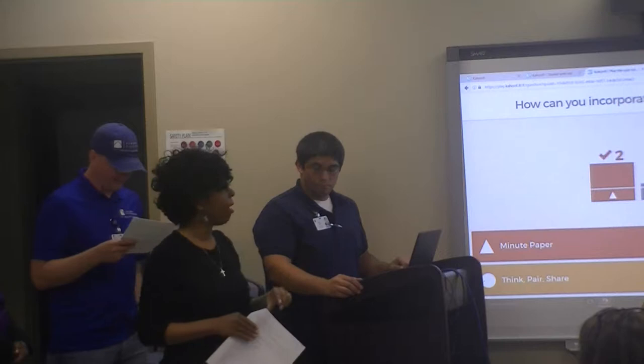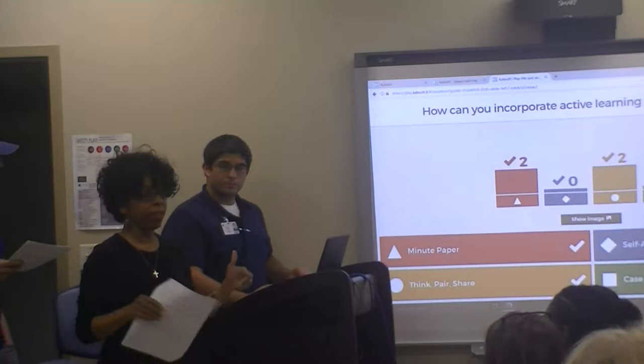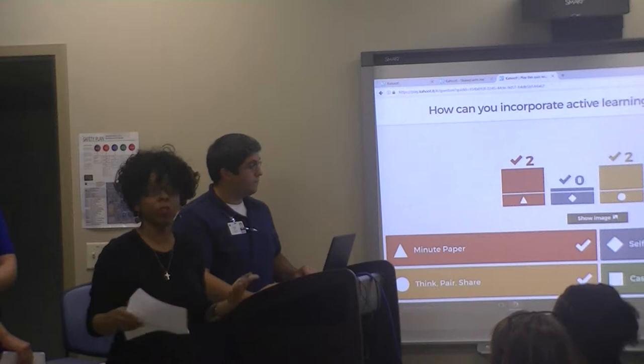The think, pair, and share is basically a minute paper, but you're doing it with somebody else, because you're giving them time to think about it. Then they get to talk to their partner about what they're doing, and then they share it. So it's just another way of looking at that. They're doing it with someone else, and they're not necessarily having to write it down.